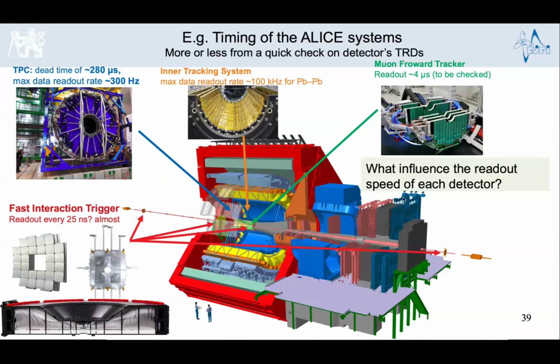So here I have a question for you. There is a list of things that will influence the readout speed of each detector. Can you mention one of them or several? There are a few reasons why that can be.